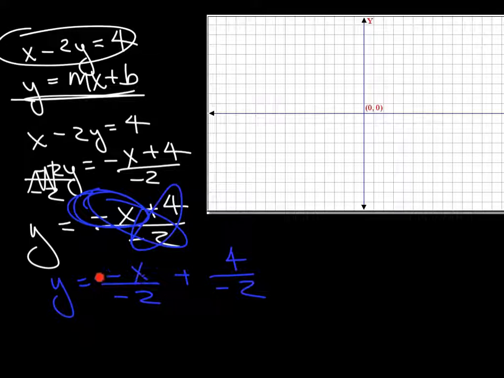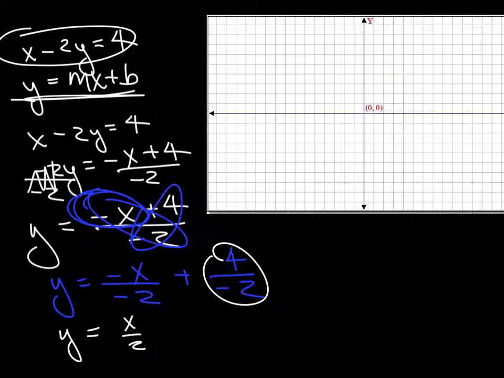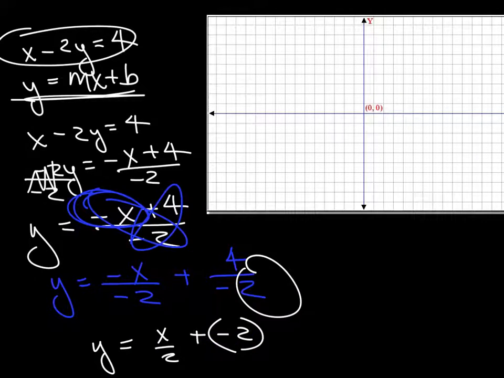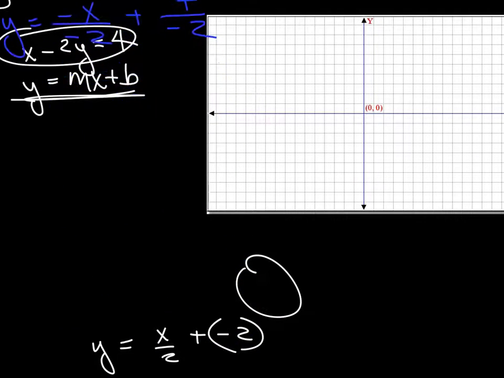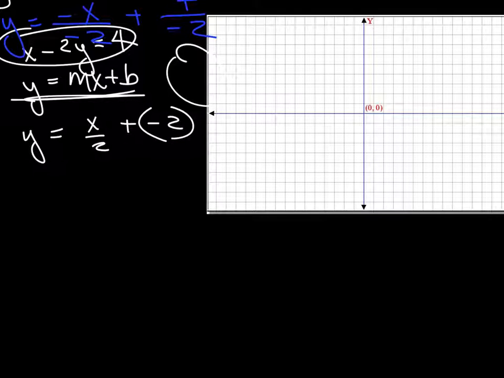So now I have this. Now I just have to clean it up a little bit. Two negatives give you a positive, and a negative and a positive give you a negative. Okay? Alright, let's move all this out of here. Okay, so here's my final equation.